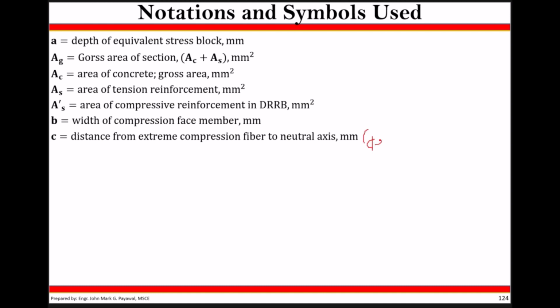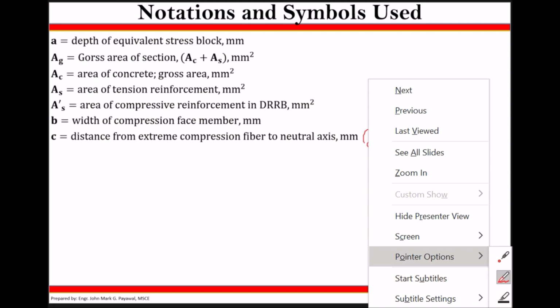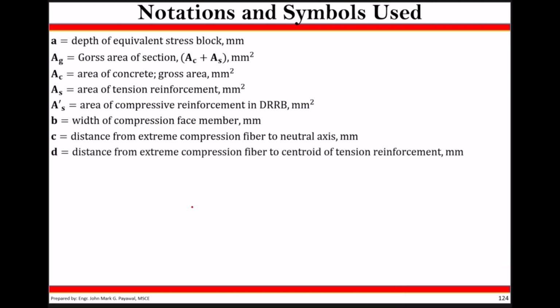the depth of your neutral axis. So sometimes that would be the one used to describe C, depth of neutral axis or distance from extreme compression fiber to neutral axis, as mentioned and discussed before. D is still the distance from extreme compression fiber to centroid of reinforcement or tension reinforcement in particular.